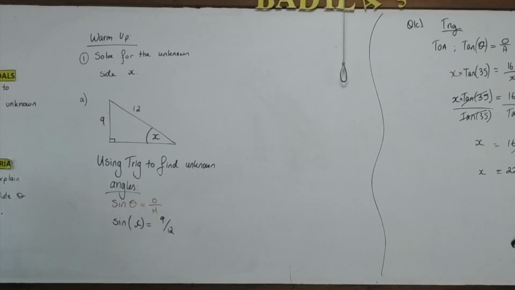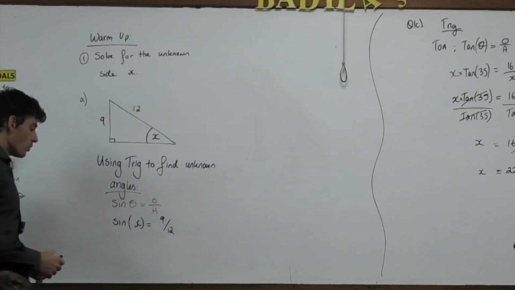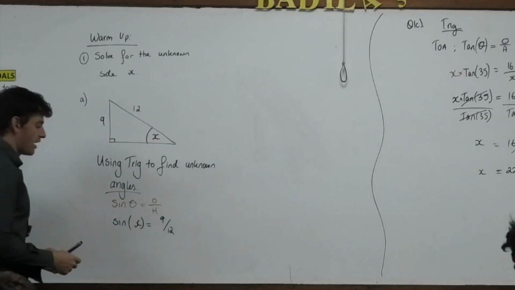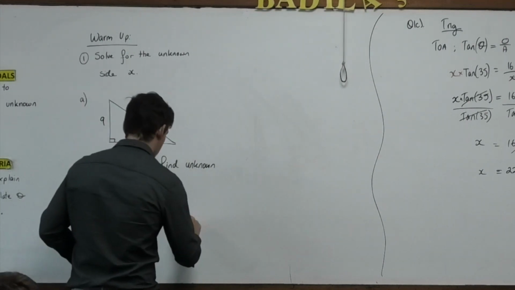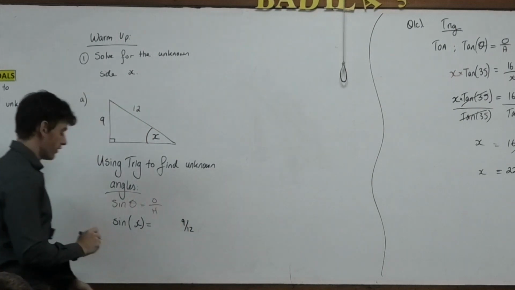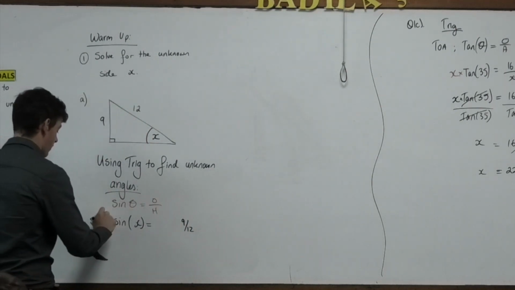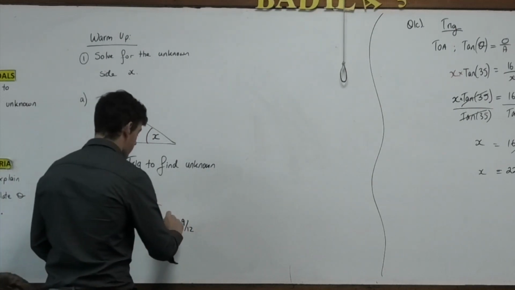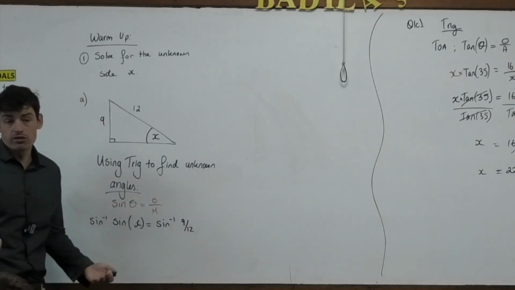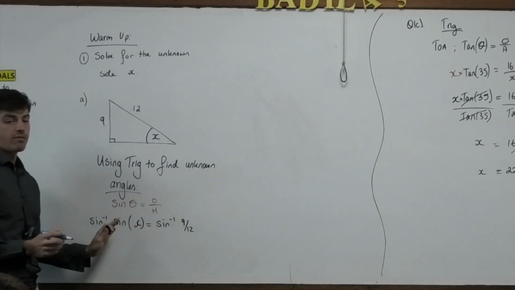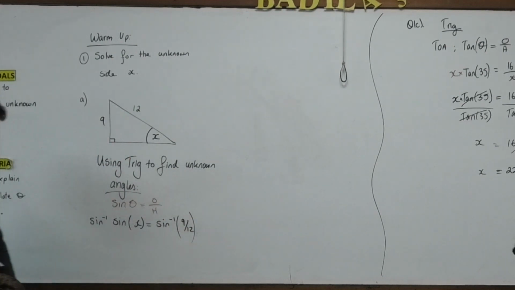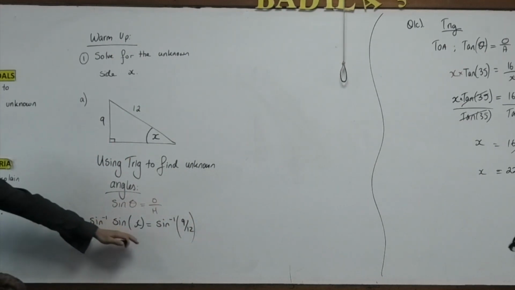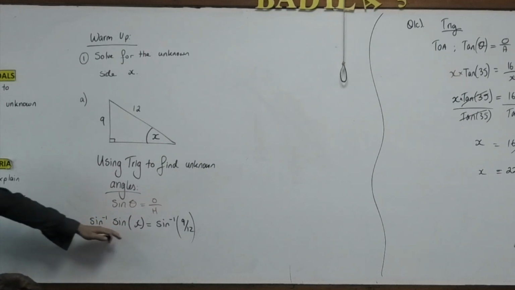Is it sin -1? Sine -1. So, what I'm going to do now is I'm just going to give myself a bit more room. To cancel a sine, I use sine -1. And I do this to both sides, like I do with everything else. Now with sine, any sine, what do we need to make sure we've got? Brackets.